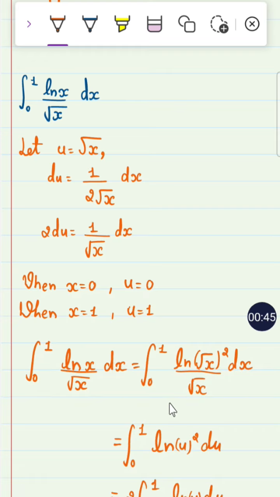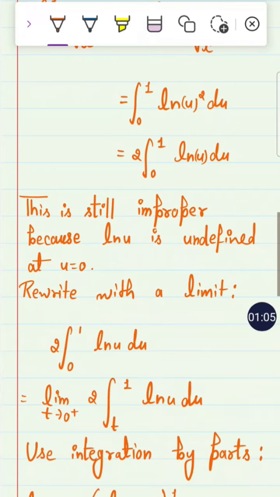Taking the limit and putting the value of root x to the power whole square, this will become log of u to the power square, because when we take du is equal to 1 over 2 root x, so this will become 2 integral 0 to 1 log u du, right? This is still improper because the value of log u is undefined at u equals 0. Rewrite with the limit 0 to 1. When 0 is the limit where the function is not defined, then take the limit t tending to 0 plus, 2 integral t to 1 log u du.